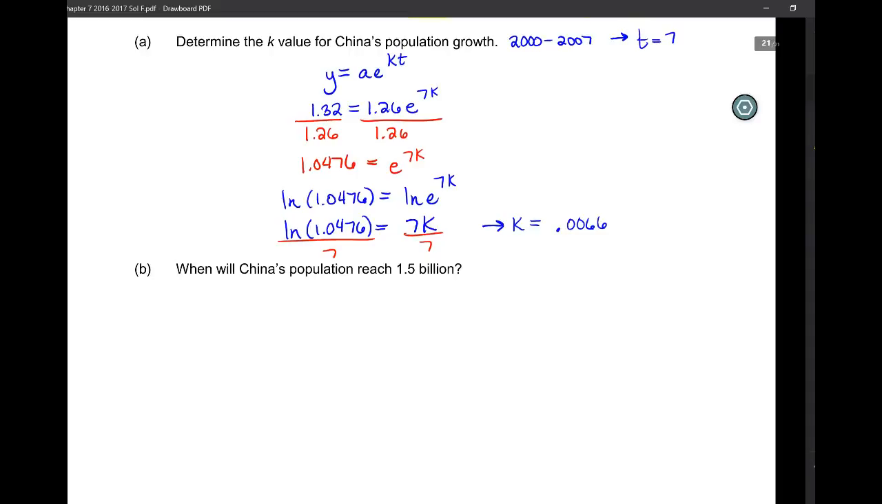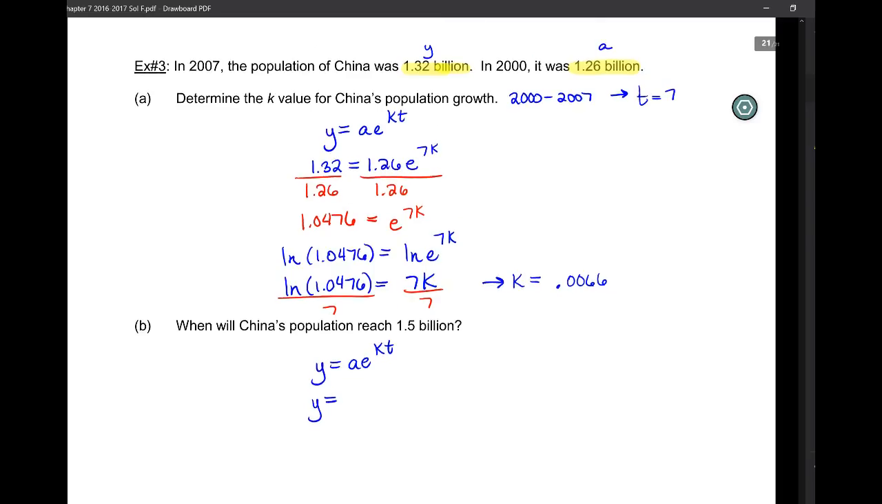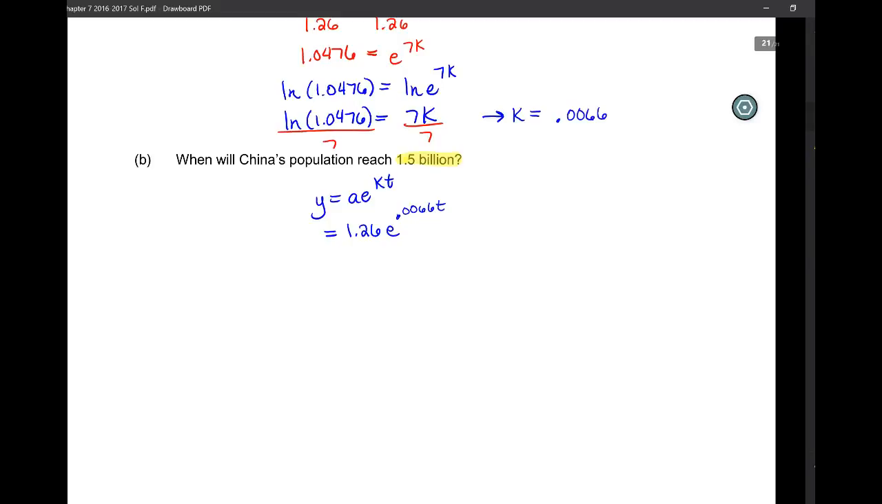Okay, so when will China's population reach 1.5 billion? Well, we have y equals A e to the kt, right? And we found out, well, I know what A is. I know my starting amount is 1.26. We have e. Now we know k. We're looking for t. And I'm going to erase my y because that's actually my new result. I want to find out how long it takes to reach that.